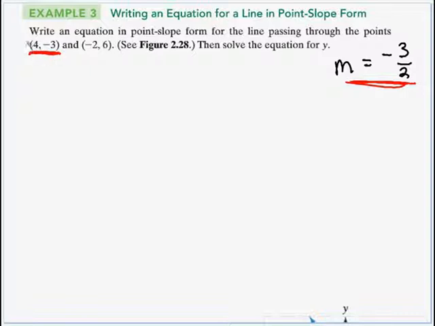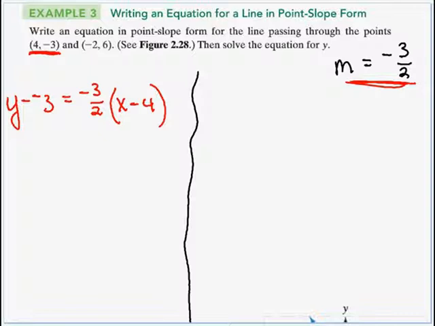I'll call this the red point here, and we'll plug that into point slope. Y minus the negative 3 equals the slope negative 3 halves times the quantity x minus 4. And I'll do a little divider line here. And then I'll call this the blue point, and I'll use the same slope and plug the blue point into the same point slope equation. Y minus 6 equals the same slope, negative 3 halves, times quantity x minus negative 2.